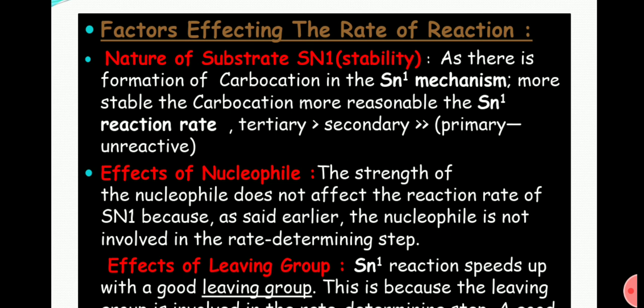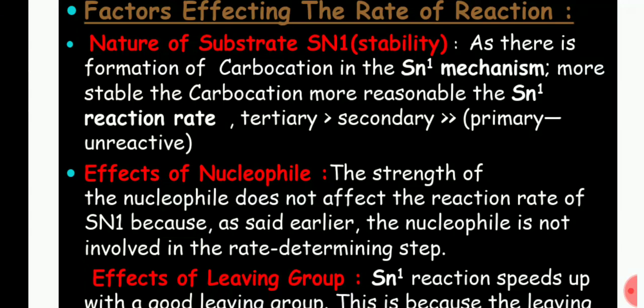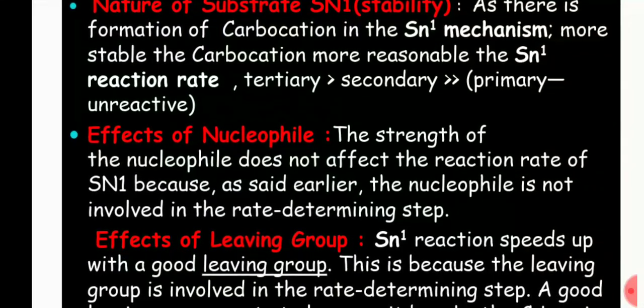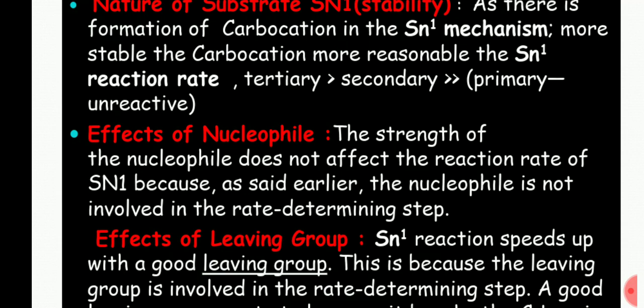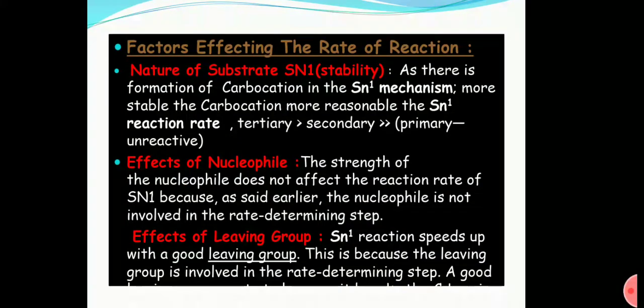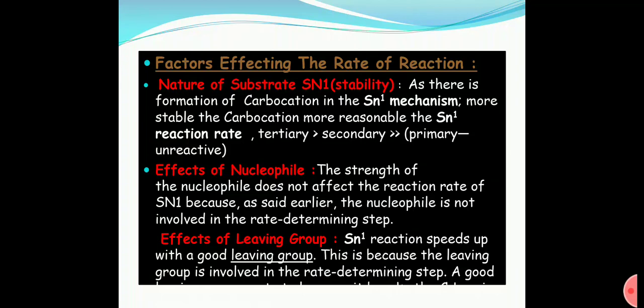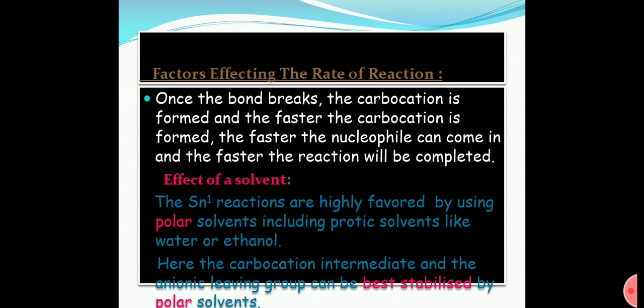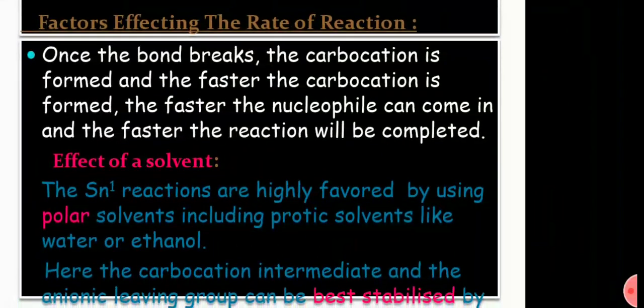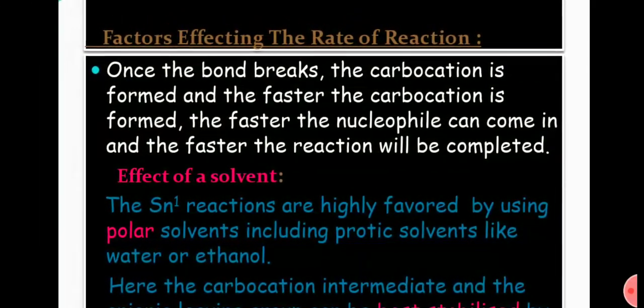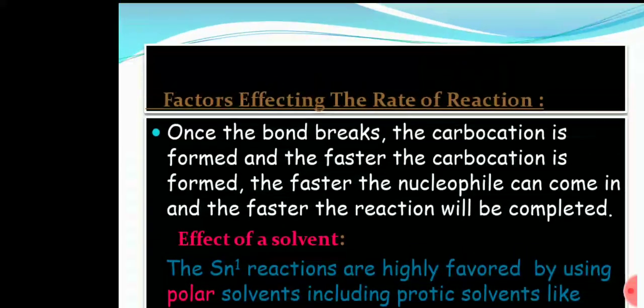And effect of nucleophile: here the strength of the nucleophile does not affect the reaction rate, because the nucleophile is not involved in the rate determining step. And effect of leaving group: as it is involved in the rate determining step, it has to be a good leaving group. If a good leaving group is present, then the bond can be easily broken, and as soon as the bond is broken and the carbonium ion is formed, the nucleophile will rapidly attack the carbonium ion, giving the substituted product. And the last one is the effect of solvent.